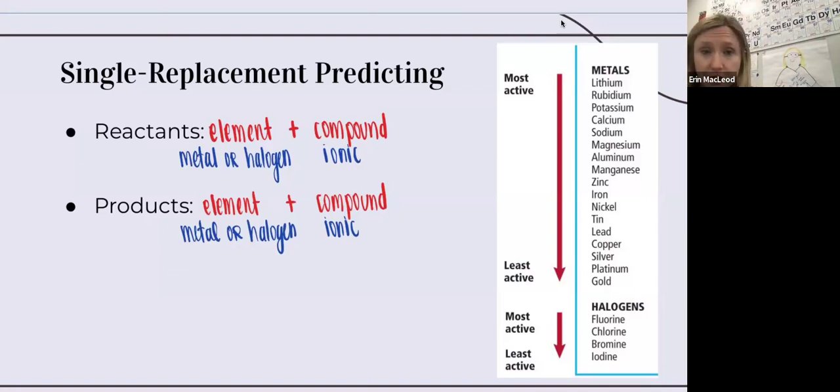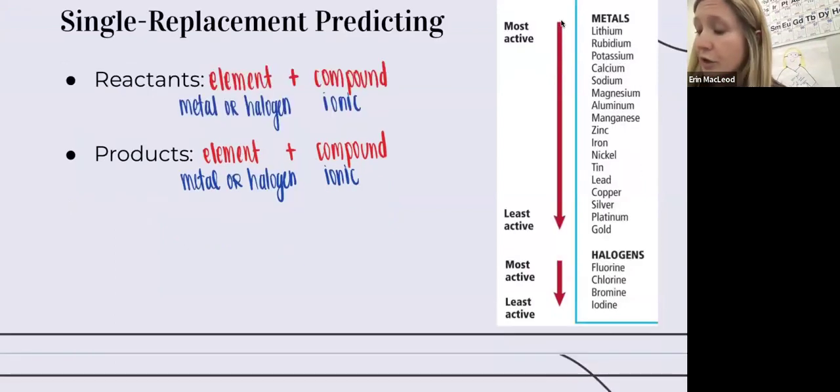Halogens can replace halogens. And so that list is on the bottom of the screen. It's not on the back of your periodic table because it is the order that they are in group 17. So fluorine is the one that can replace everybody. Iodine is the one that constantly gets replaced. Okay? So this is my recommendation for how we're going to do this.